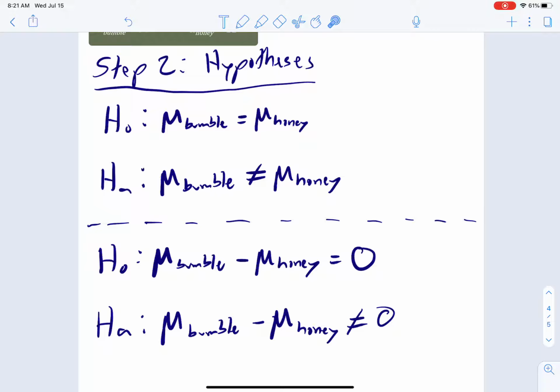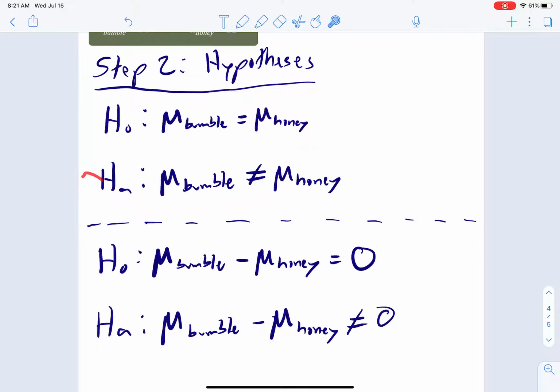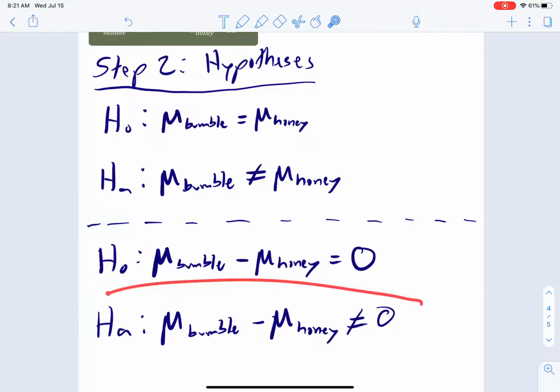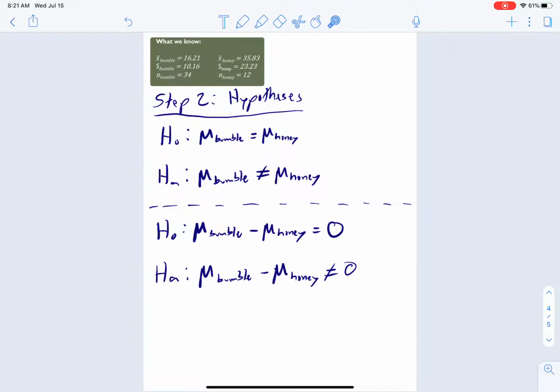I like this way because we're working with differences, right? Kind of makes sense. But oftentimes people will show it like this, and I think a lot of textbooks do it too, where this is saying that they're equal or they're not equal. This is saying that the difference is not there and the difference is there. Same thing, just a slightly different frame. So you'll see that kind of frequently. Okay, so that's step 2.